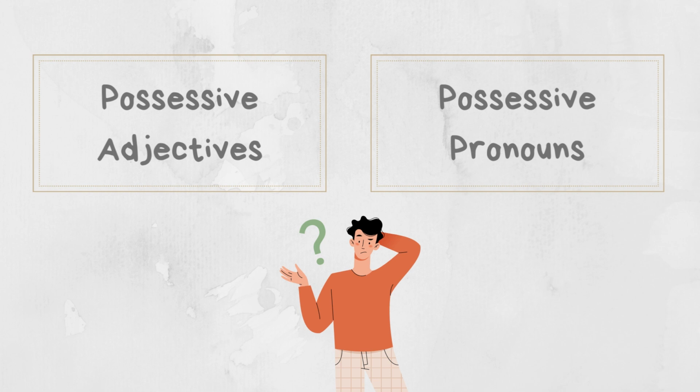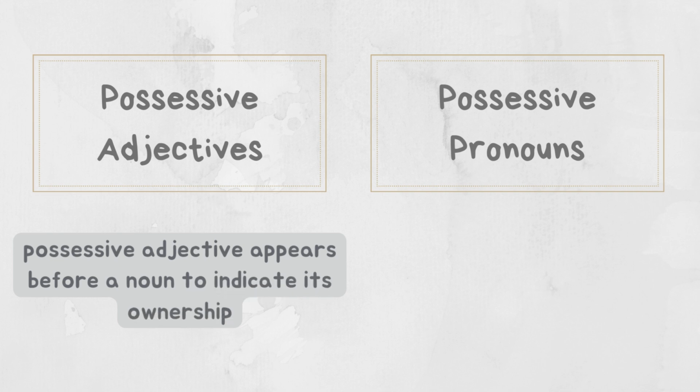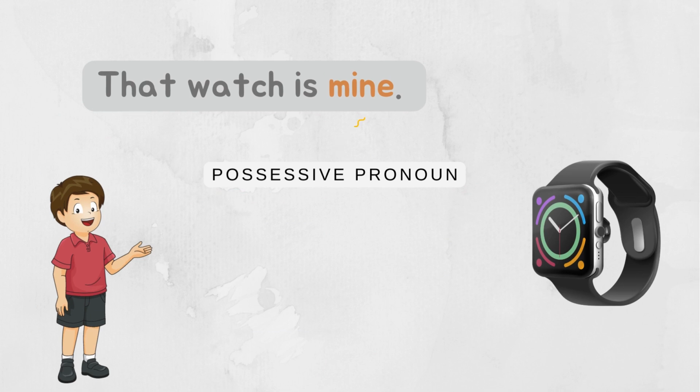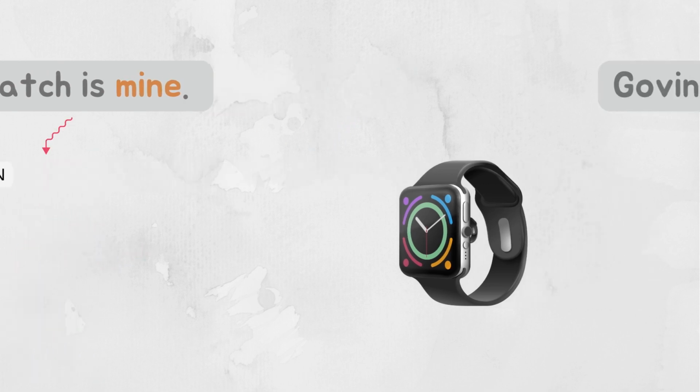The main difference between possessive adjectives and possessive pronouns is that the possessive adjective appears before a noun to indicate its ownership, while the possessive pronoun takes the place of a noun and shows ownership on its own. For example, in the sentence, "That watch is mine," mine is a possessive pronoun standing in for the noun watch and indicating that it belongs to the speaker.